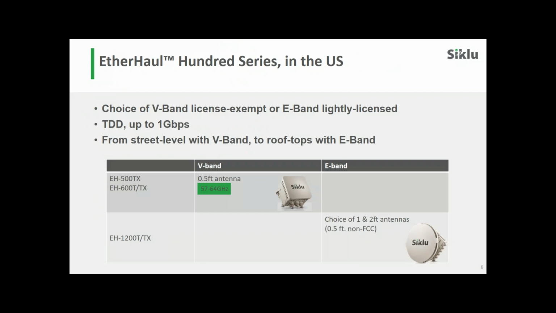The EtherHaul 100 series was already the type of radios that we have at Ciclo, where we could offer both V-band license exempt and E-band lightly licensed options. They are all TDD up to 1 gigabit, and because of their different form factors, we can go from the street level with the V-band to the rooftops with the E-band radios. The E-band radios in the US require a minimum gain, which means relatively larger antennas, which are not very well suited for street level deployments.